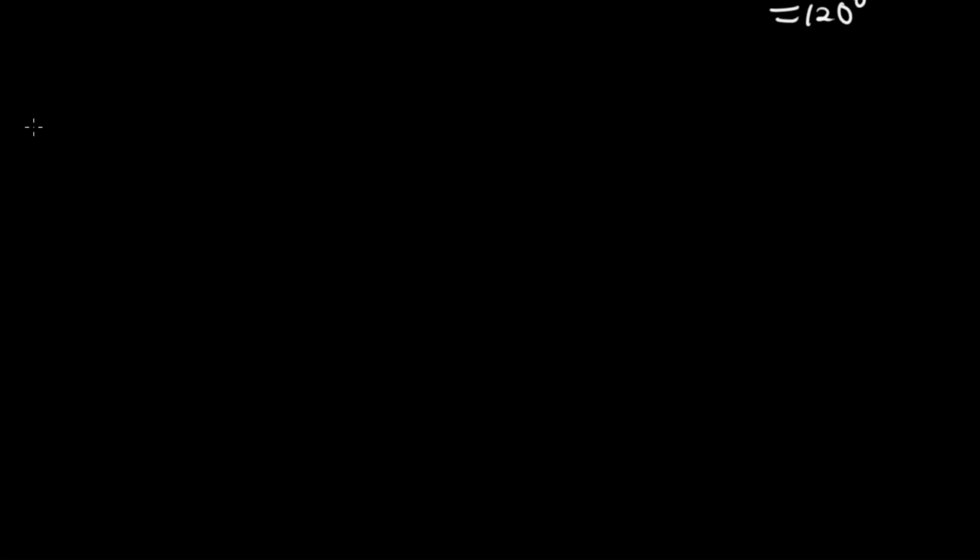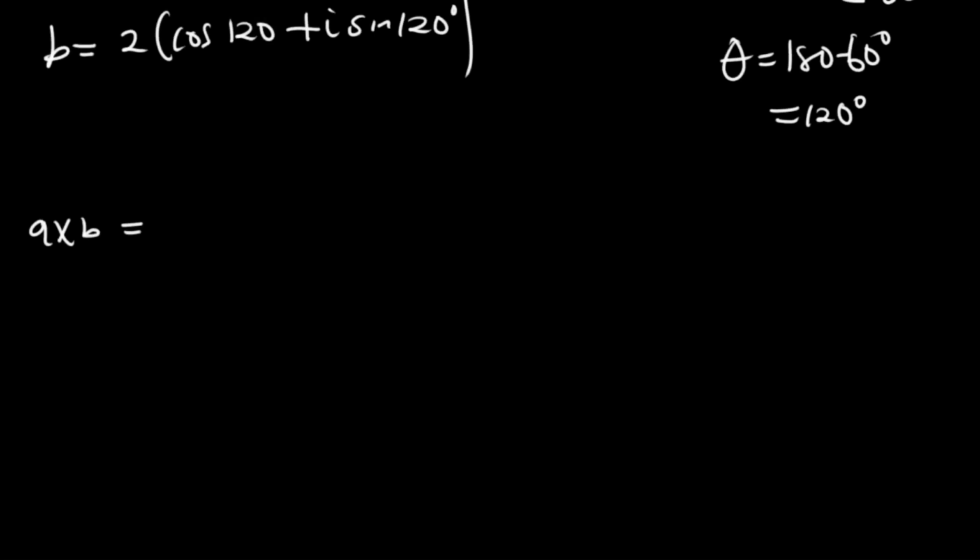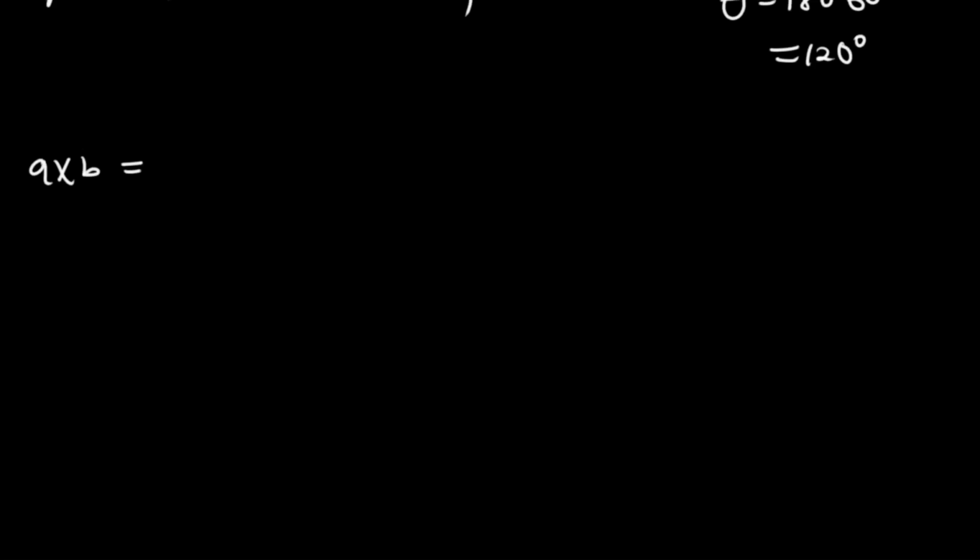So our next task is to find A multiplied by B. Before I write this, let me write out the formula we are going to be working with. From the properties, we know that Z1 Z2 is going to be equal to r1 multiplied by r2, cos (theta 1 plus theta 2) plus i sine (theta 1 plus theta 2). So we're going to be using this formula here.